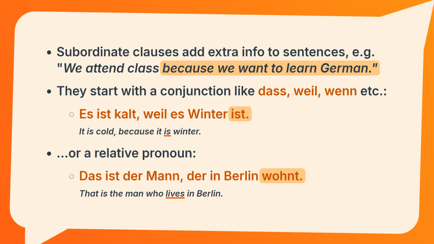Subordinate clauses usually start with certain conjunctions like dass, weil, wenn, or a relative pronoun. Here's an example with a conjunction. Es ist kalt, weil es Winter ist. It is cold, because it is winter. The verb in the subordinate clause moved to the end of the sentence here. And here's an example with a relative pronoun. Das ist der Mann, der in Berlin wohnt. That is the man who lives in Berlin.